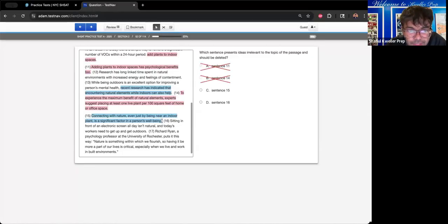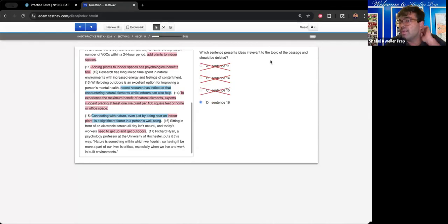Sentence 15, connecting with nature is a significant factor in a person's well-being. I like this because it still talks about the indoor plant. 16, sitting in front of an electronic screen all day is unnatural. Today's workers need to get up and get outdoors. The whole point of the passage is not to get up and get outdoors. The point of the passage is that they want you to have plants at home. So we can rule out C and we should rule out C. The answer should be D.